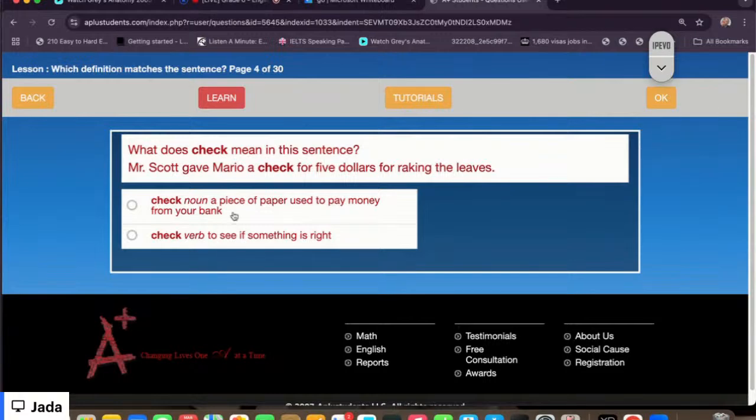Check. "Mr. Scott gave Mario a check for $5 for raking the leaves." Check, noun, a piece of paper used to pay money from your bank. Check, verb, to see if something is right. So which of these is the right one?